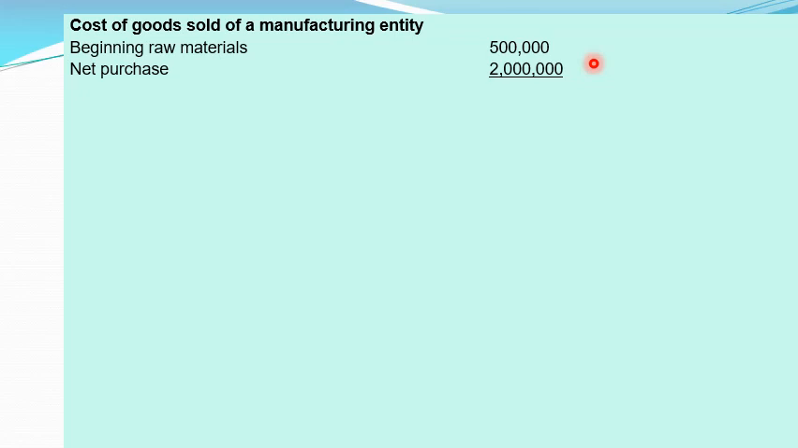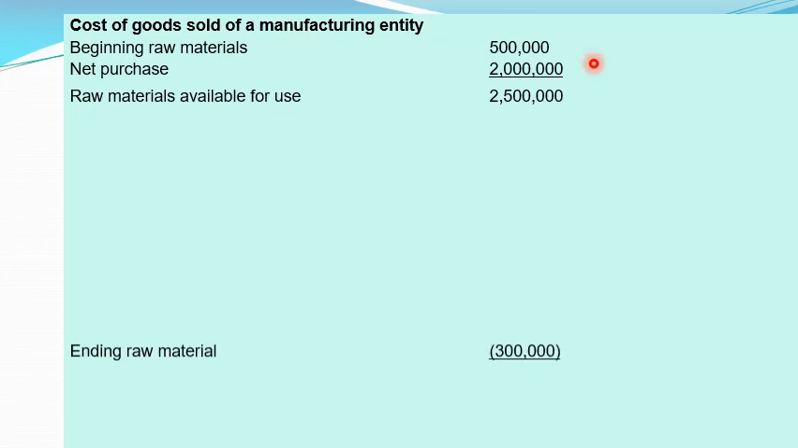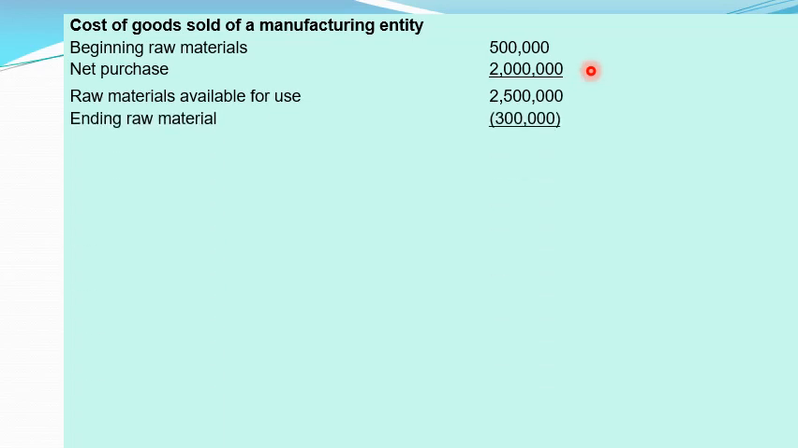So, the cost of goods sold of a manufacturing entity, beginning raw materials. Kasi ito yung raw materials, ito yung hindi pa talaga na-process. Okay, so pag ito na-process at pag natapos na siya sa process, magiging finished goods na to, pwede na siyang ibenta. So, beginning raw materials plus net purchase, 2 million. So, we have raw materials available for use, 2.5 million. Now, ending raw material, 300,000. Okay? So, ito yung 2.5 million.